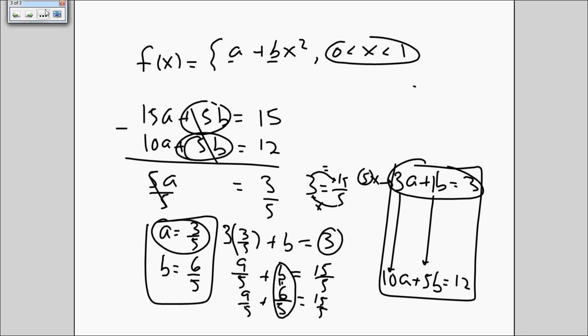You had to know to use the fact that the integral of f of x dx from negative infinity to infinity equals 1. Always. Always have that fact. So if you need another equation, use it.